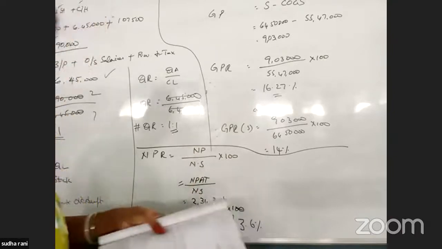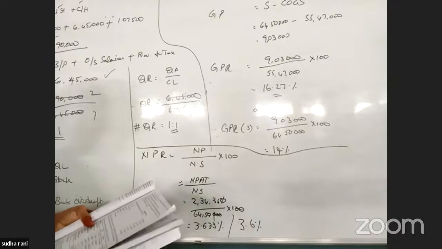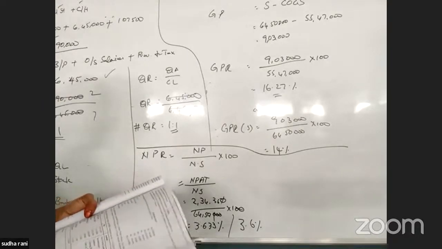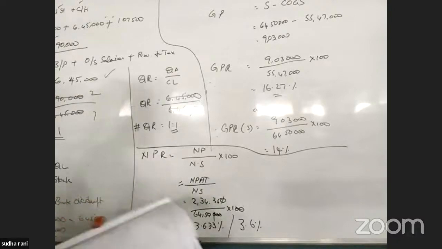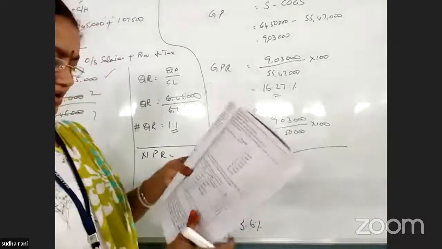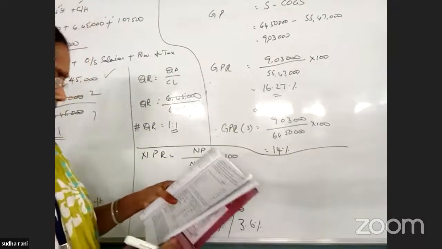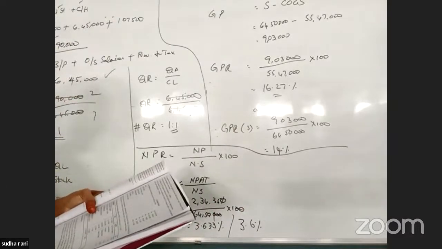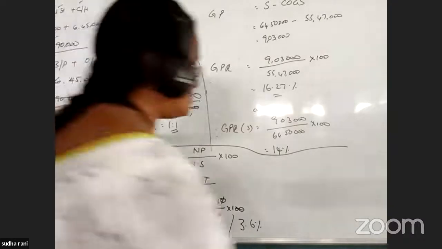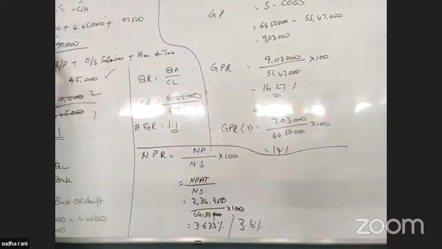Understood? The next one is the fixed asset turnover ratio. Yes, fixed assets, what do we have? Net fixed assets and net sales. We already worked this out under the first one, so you can do this. The next one is the current assets turnover ratio, we will do.